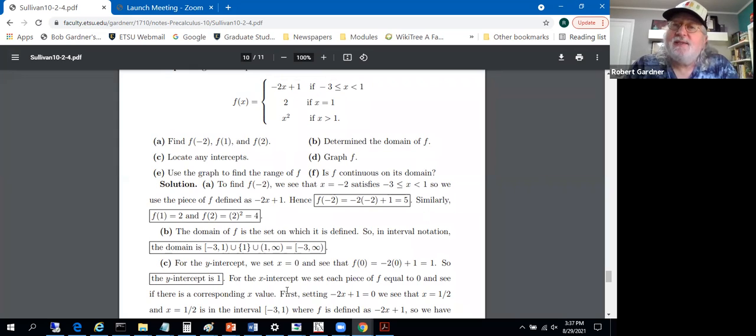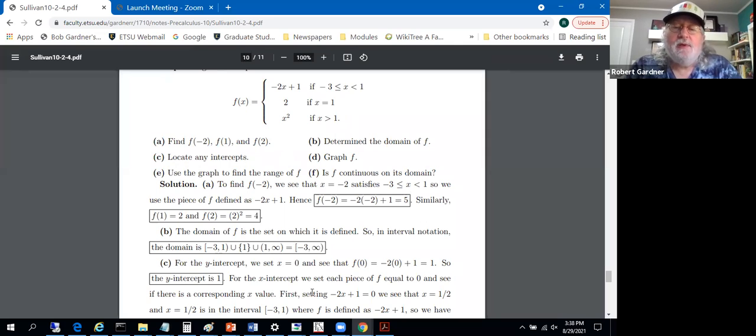A function could have multiple x-intercepts, but a function will have only one y-intercept, right? It's got to pass the vertical line test. Could have none as far as that goes. X-intercepts, a function could have a lot of x-intercepts. So it depends on the function. The sine function has an infinite number of x-intercepts, for example.